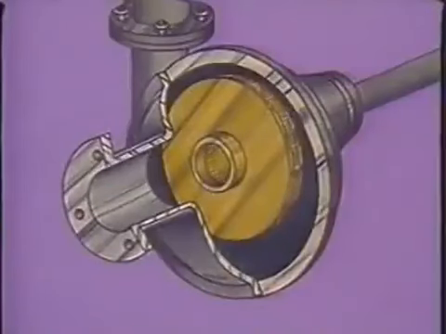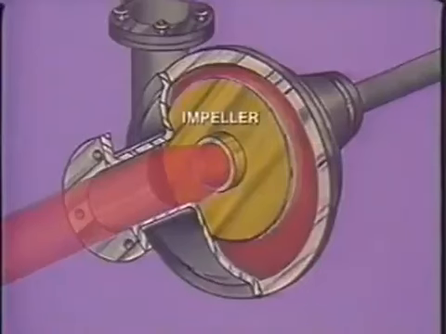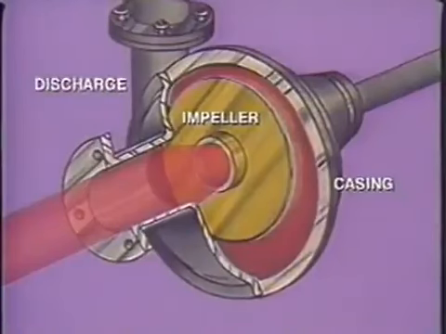The same principle applies in a centrifugal pump. As liquid enters the pump, it strikes a whirling disc called the impeller. The impeller spins the liquid outward into the casing, where it's forced through the discharge port at higher pressure.